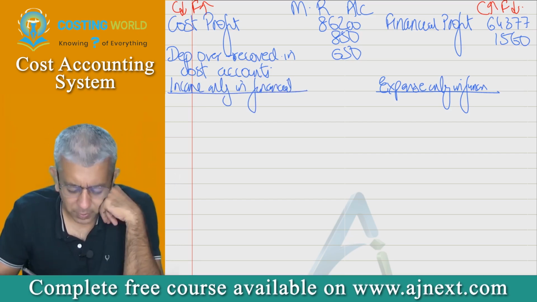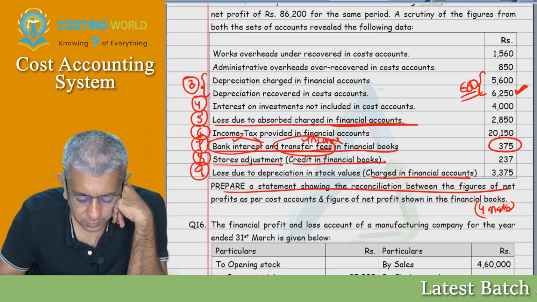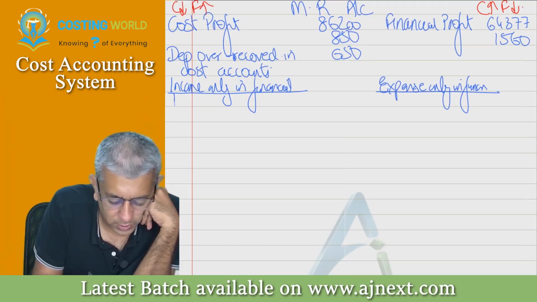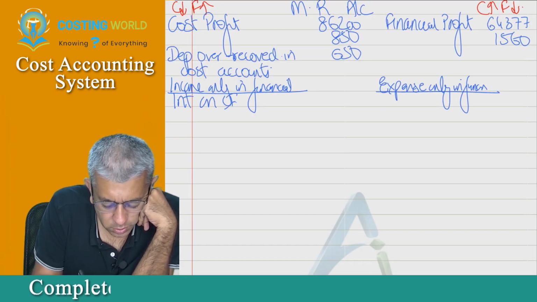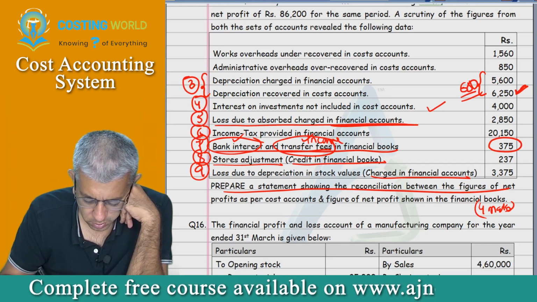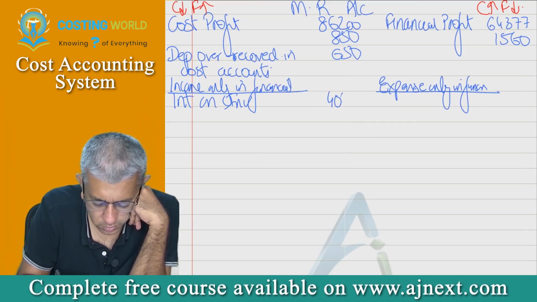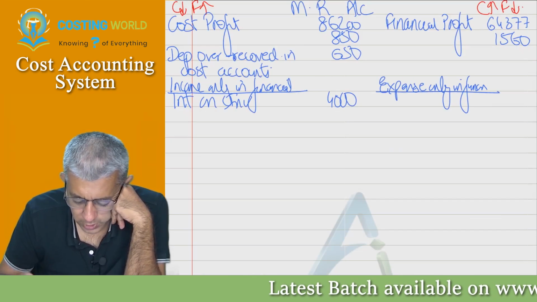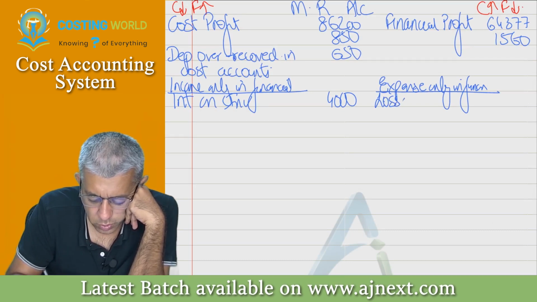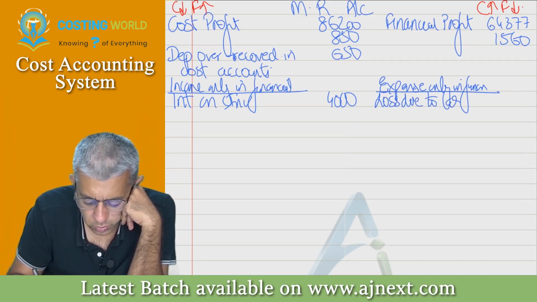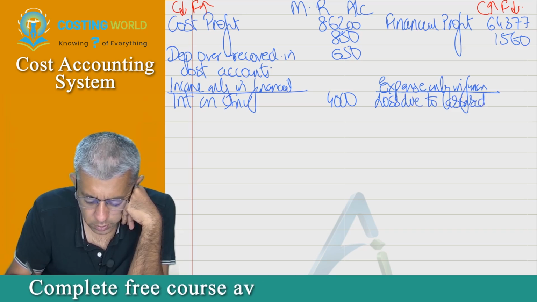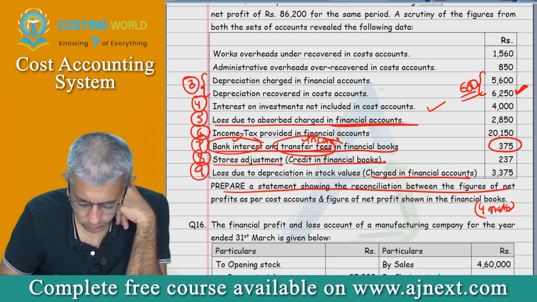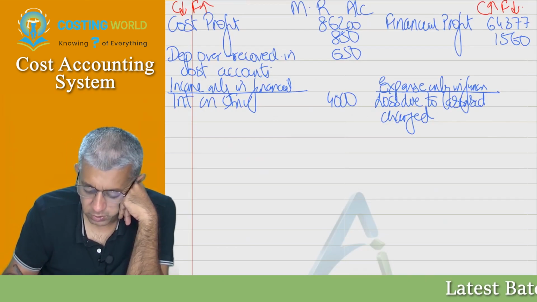So we can just keep on preparing a list now, that will be far better. Interest on investments not included in cost account. So therefore this will be income only in financial. 4,000. Loss due to absorbed charge in financial account. This is loss, no? Loss due to absorbed charge. 2850.